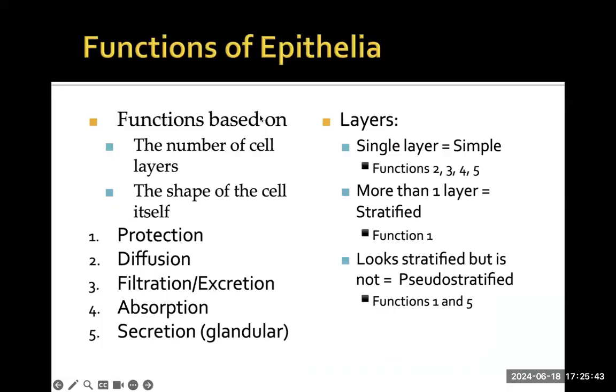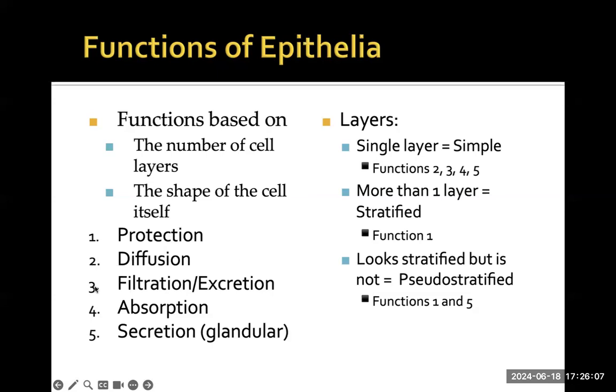Before I get there, we should talk about the functions. Each of the epithelia, depending upon where it's located and what type it is, is going to have a different function. So these are all of the possible functions that the cells can have. But again, it's going to be based on the number of layers and then the shape itself. They have the ability to protect, diffuse, filter, excrete, absorb, or secrete.